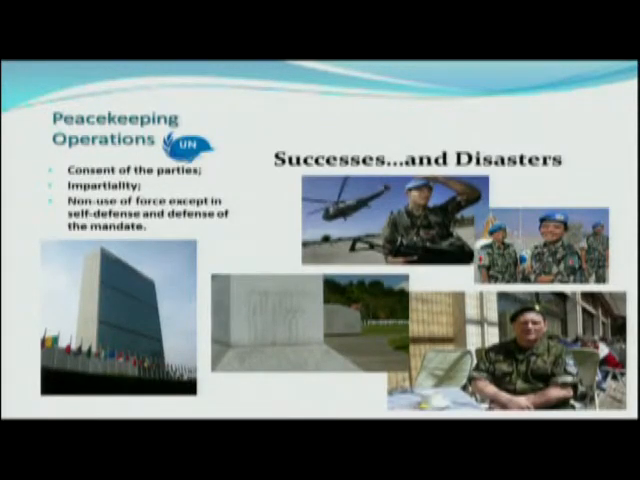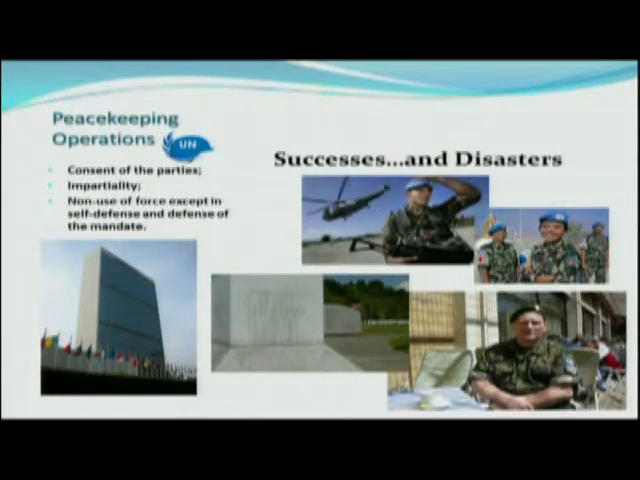UN peacekeeping is a good example of innovation and cooperation in international efforts to fulfill the peace and security principles enshrined in the UN Charter and provide for post-conflict stabilization. Peacekeeping has unique strengths, including legitimacy and an ability to deploy and sustain troops and police from around the world, integrating them with civilian peacekeepers to advance multidimensional mandates.